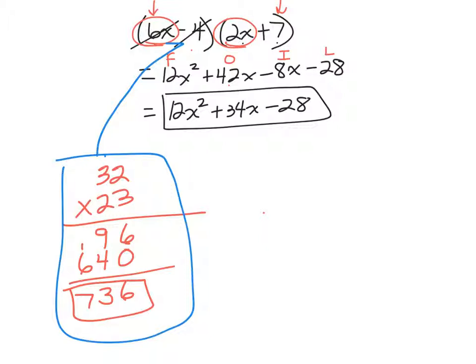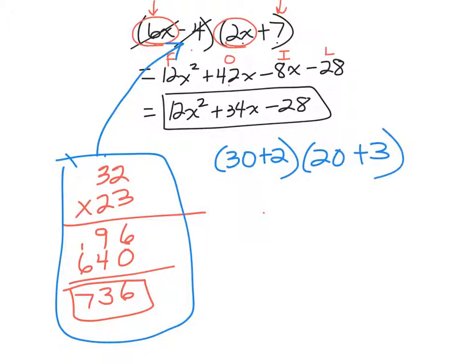What I want to do is try to illustrate to you that what we did in 5th grade is really what we're doing right now. We just don't usually think of it that way. So what if I thought of 32 as 30 plus 2? And what if I thought of 23 as 20 plus 3? That's 32 times 23 right there.